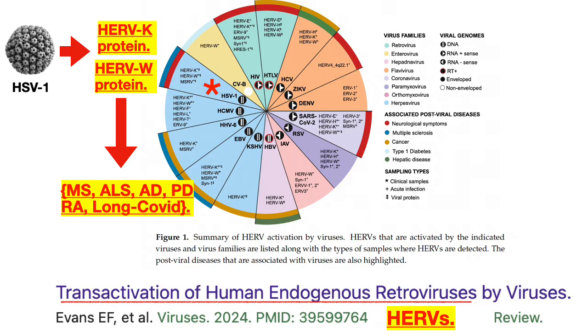HSV1 is capable of transactivating HERV-K protein as well as HERV-W protein. These retrovirus proteins are pathologic, and they are known drivers, contributors to the following disease states: multiple sclerosis, MS, amyotrophic lateral sclerosis, ALS, Alzheimer's disease, AD, Parkinson's disease, PD, rheumatoid arthritis, RA, and long COVID.